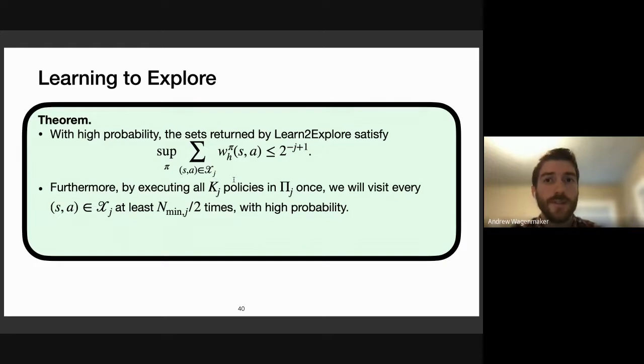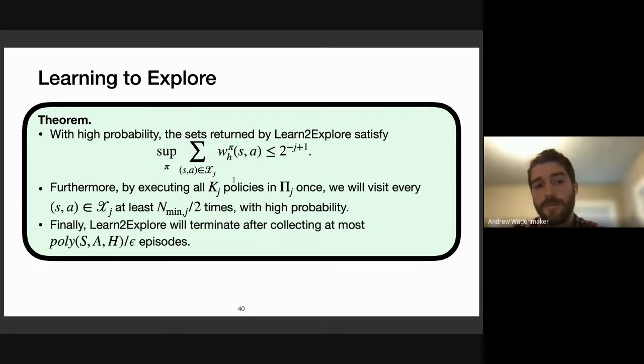And then this allows us to guarantee that we can learn good enough actions in them. And then finally, the total complexity of running learn to explore is polynomial in S and A and H divided by epsilon episodes. And so learning this exploration map over our MDP is a lower order term. And this is where that lower order term you saw in the complexity in our main theorem comes from.